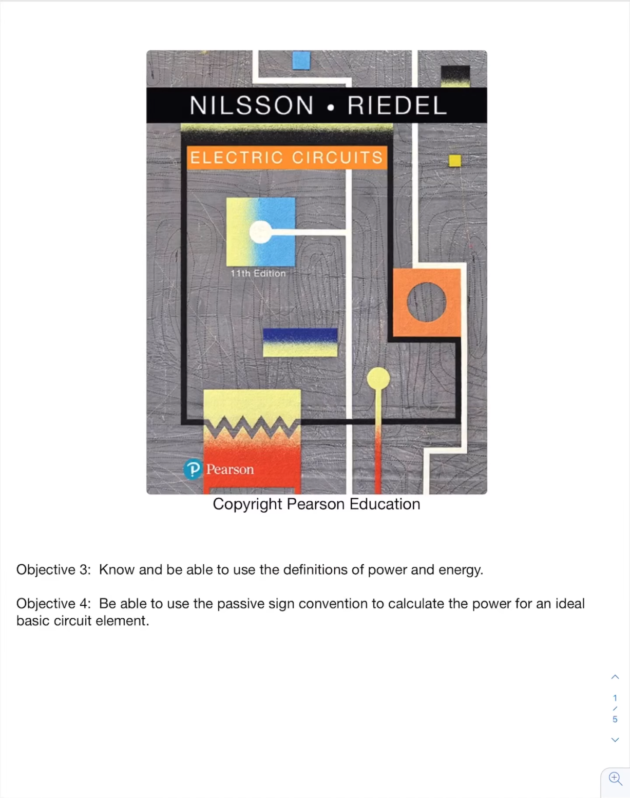Hello. In this video, we will be looking at some problems relating to power and energy. We are looking at objective number 3, which is to know and be able to use the definitions of power and energy, and objective number 4, to be able to use the passive sign convention to calculate the power for an ideal basic circuit element.